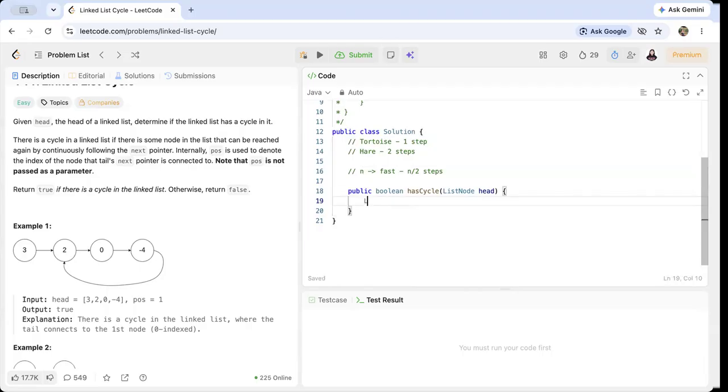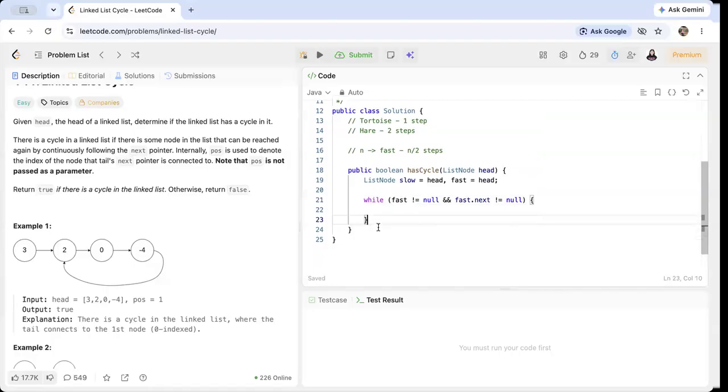So the algorithm is we'll have two pointers, slow and fast. Slow behaves like a tortoise, and initially my slow and fast pointers will point to the same node. While my fast is not equal to null and fast dot next is not equal to null, we are going to iterate. If my fast is null or fast dot next is null, it means there is no cycle, so we return false.